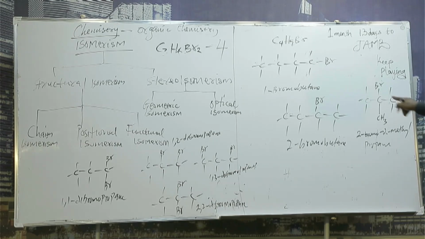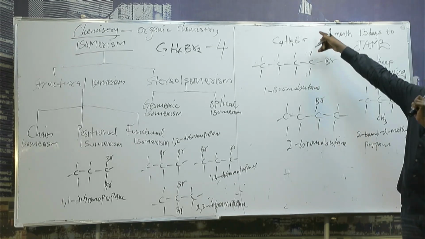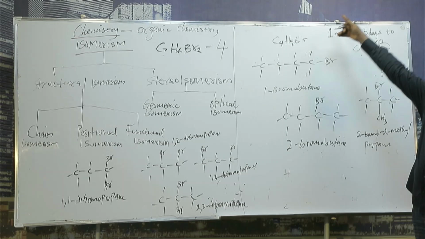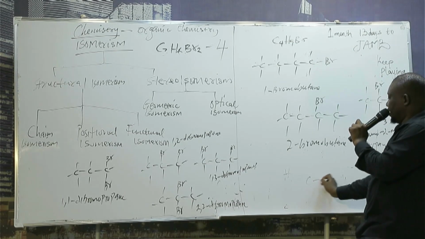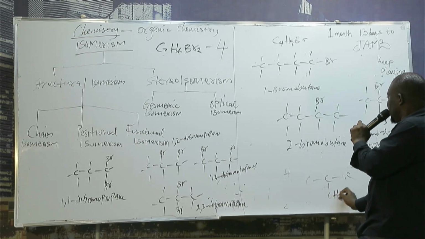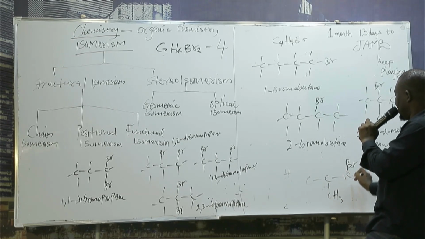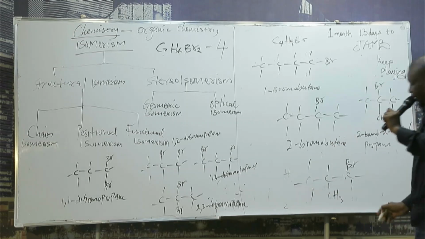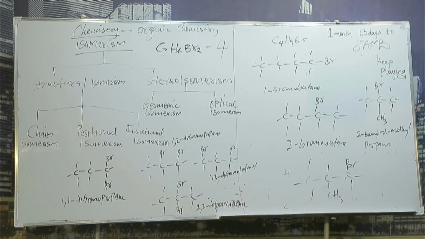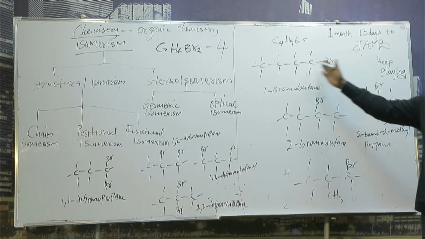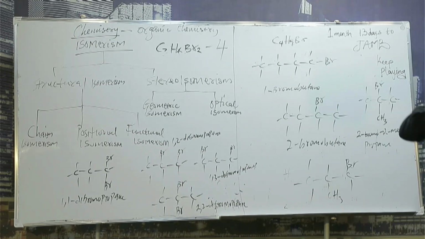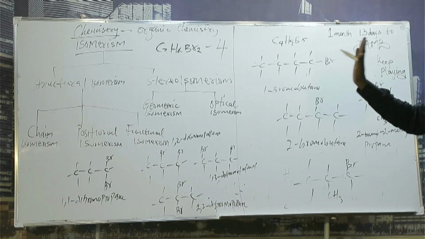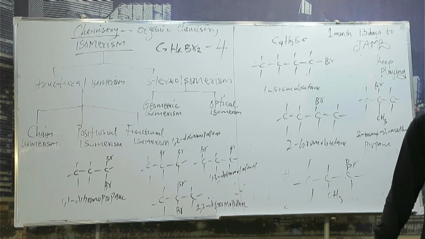Like in this case now, we know 1-bromobutane is an isomer. 2-bromobutane is an isomer. 2-bromo-2-methylpropane is an isomer. The last one, 1, 2, 3, CH3, and then Br. We also know that 1-bromo-2-methylpropane is also an isomer. So any other one that is not giving us any of this in the option is not a possible isomer for that organic compound.